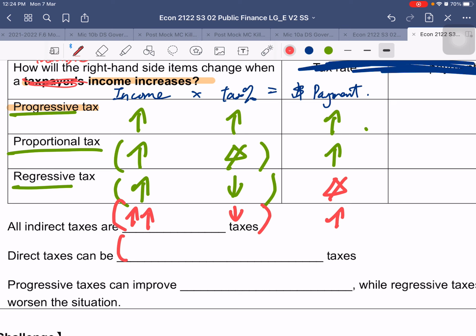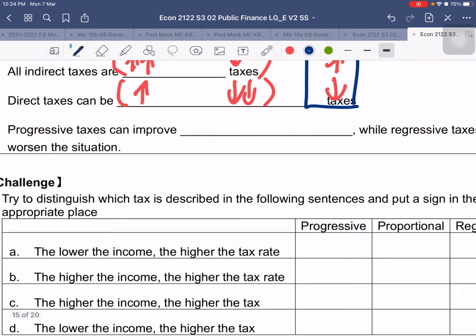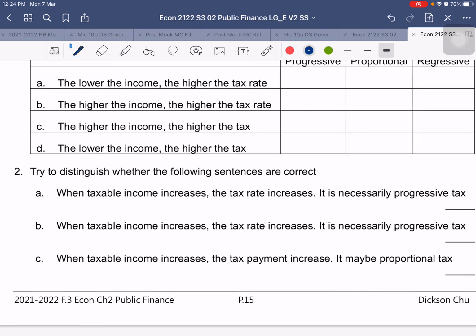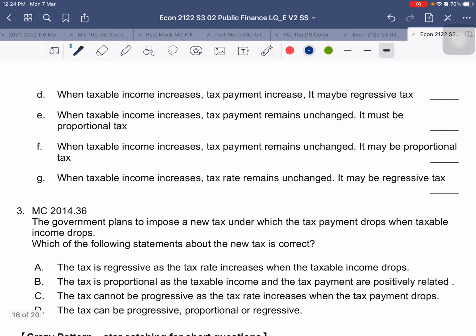Okay, so how about that? If the taxable income increase is smaller than the tax rate decrease, what will happen? It will be a decrease. So to conclude for regressive tax, it may be unchanged, increase, or decrease. So it's a very useful tool for us to handle the tax payment of different types of tax. Okay, so let's have some further applications.